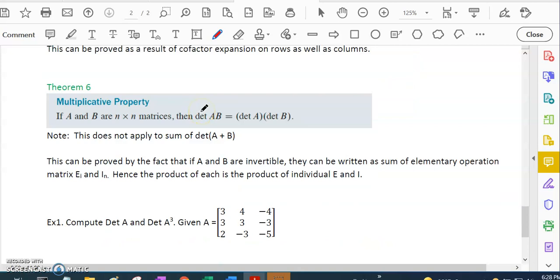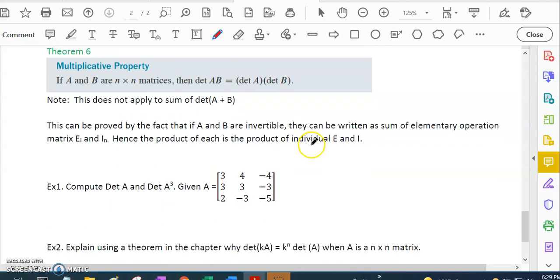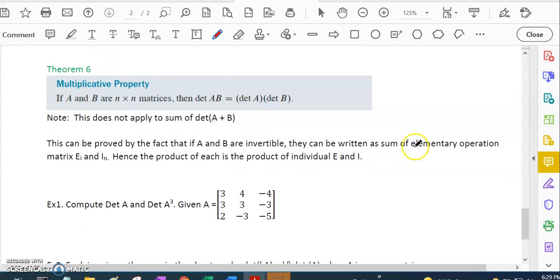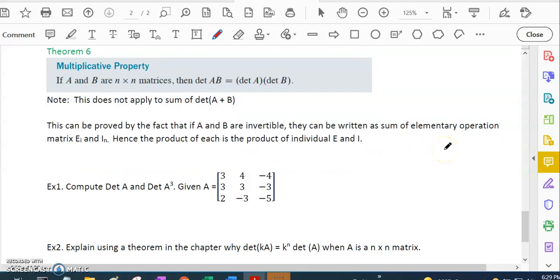Theorem 6 is very useful in proving a lot of stuff. If you have the determinant of a product of two matrices, that is the product of the determinants multiplied together. And remember, it doesn't apply to sums. How do we prove it? We prove it by the fact that if they are invertible, they can be written as a product of elementary matrices. So A is from I_n to E1, E2, E3, all of them elementary operations.